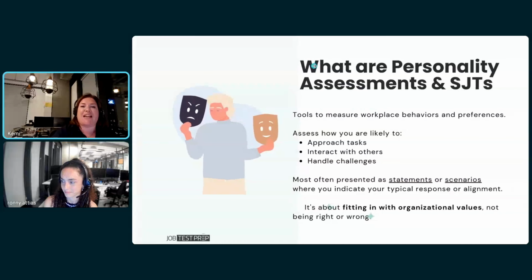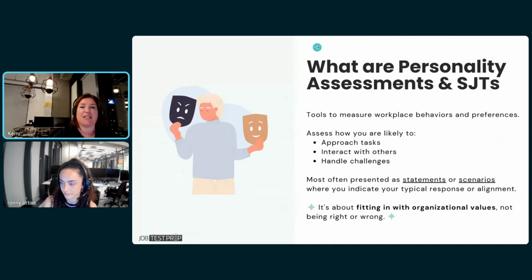So what are personality assessments and SJTs, our situational judgment tests? They are tools that measure workplace behaviors and preferences. In previous webinars and maybe previous assessments that you will have encountered already, those tests measure your abilities, what you are capable of. They are right or wrong answer tests. Either you get a question right, or you get a question wrong. Personality assessments and situational judgment tests are a little bit different.